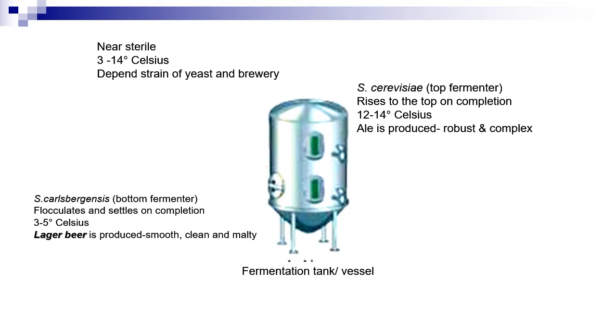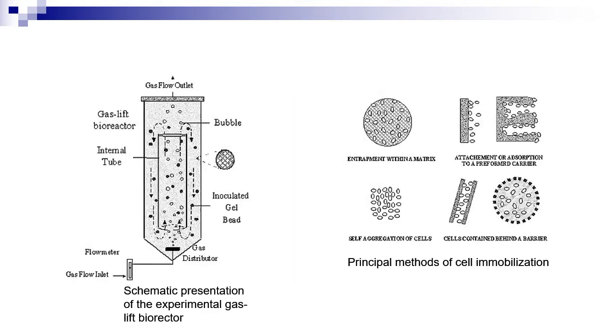Okay, this is a diagram of a fermentation tank, or fermentation vessel. This is a schematic presentation of the experimental gas lift bioreactor, or airlift bioreactor. You can see inside the bioreactor itself we have an internal tube. This is a gas distributor. There's no turbulence, no propeller to move the liquid. Here we just use the gas. You can see they have the inoculum and gel beads inside. They also have bubbles inside.